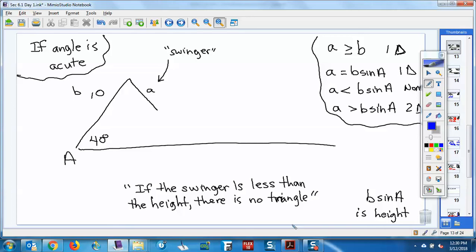When I talk about the height being B sine A, in this example, it would be that times sine of that. But if this is C down here, it doesn't have to be B sine A, it has to be this side times sine of that. So if we always draw them this way, with the angle that's given down here in the bottom left, this fixed side here, and our other side, the swinger, across, then it's always this times sine of that, and that's our height. That tells us if it's too short, or just right, or long enough that we could get 2. So if we want to do it that way, that would work.